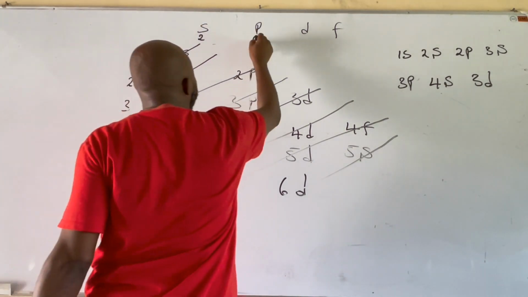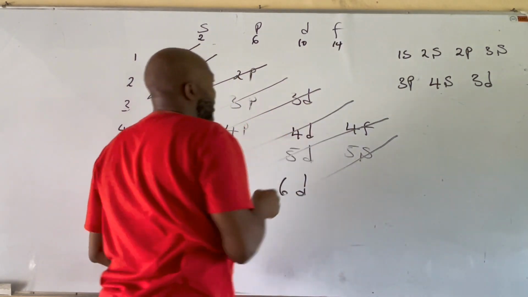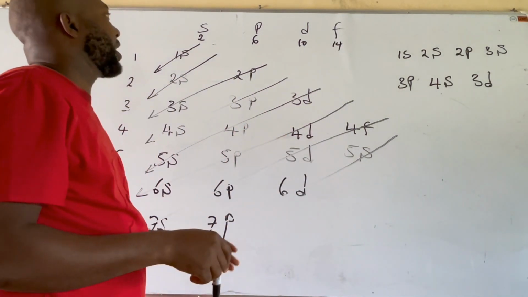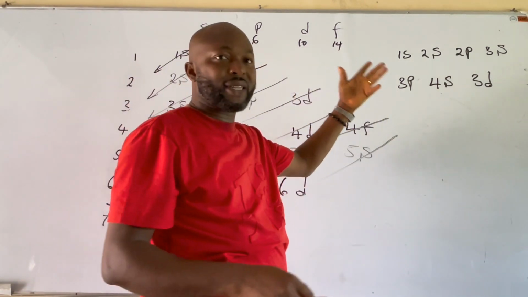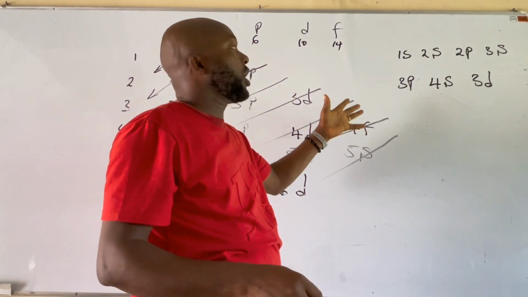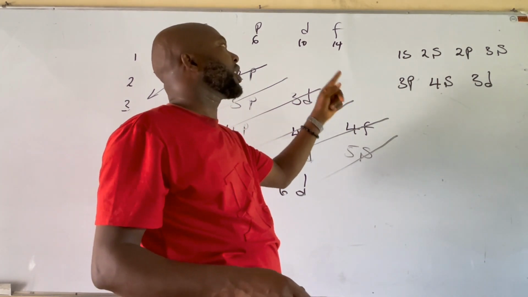The p carries a maximum of 6, d is 10, f is 14. So by that standard, there shouldn't be a case where in your s, you write 1s3. It's not. Done. If it is 2, you write 2. If it is 1, you write 1. But if it is 3, you take the next number over.